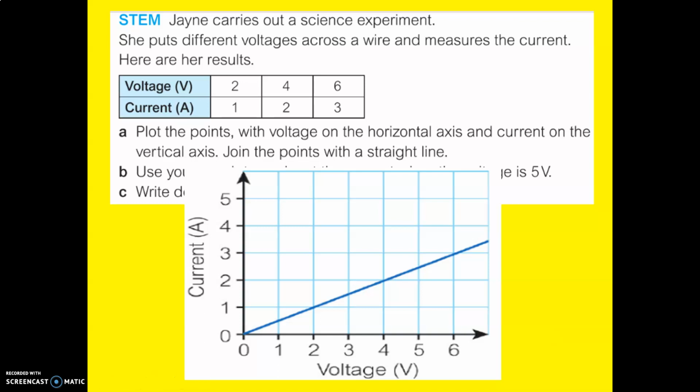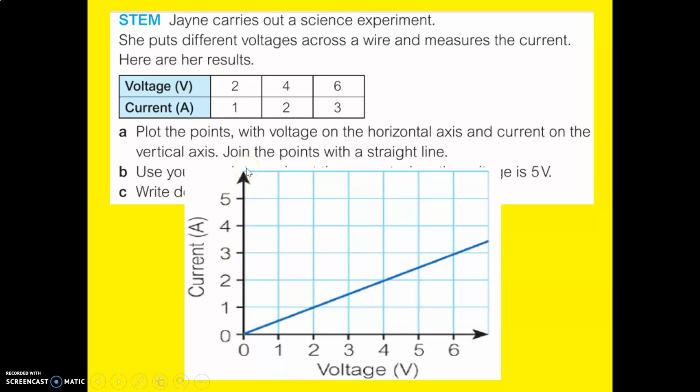Another problem. Jane carries out a science experiment. She puts different voltages across a wire and measures the current. Here are her results. Voltage 2, current 1. Voltage 4, current 2. Voltage 6, current 3. Plot the points with voltage on the horizontal axis and current on the vertical axis and join the points with a straight line.